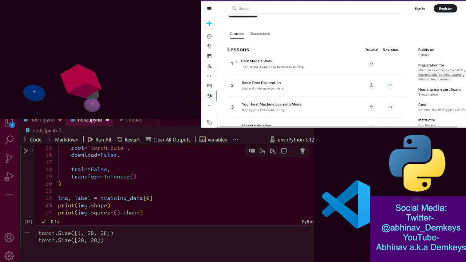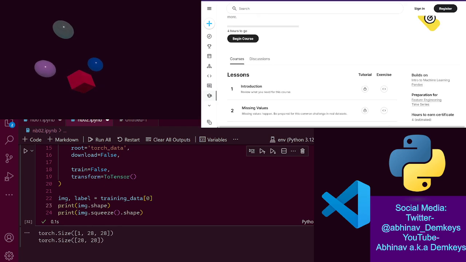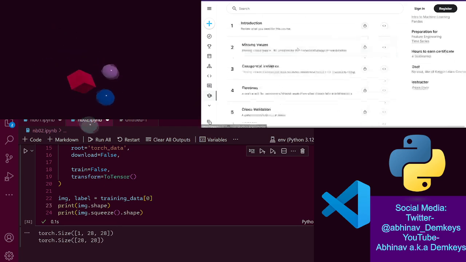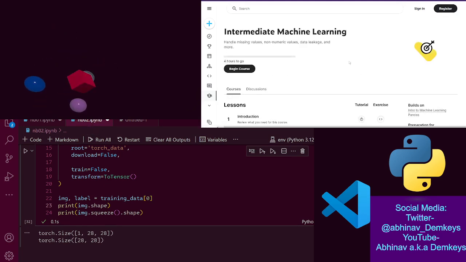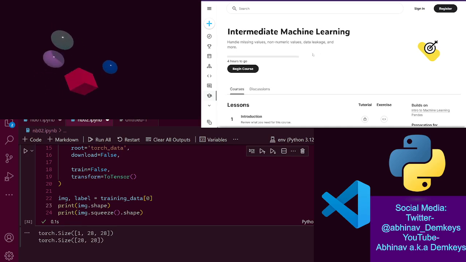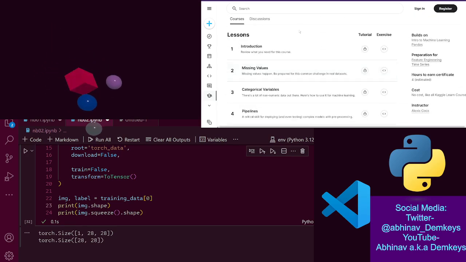So this section is definitely important for me to finish reading. Oh wait, no. This comes later on. The missing values thing. Is it just like missing values has to do with pandas? Because that's how you go about handling it. There's a lot of non-numeric data out there. Here's how to use it for machine learning. Oh, dude, I want to learn that. Yes, because this is also one of the challenges, right?